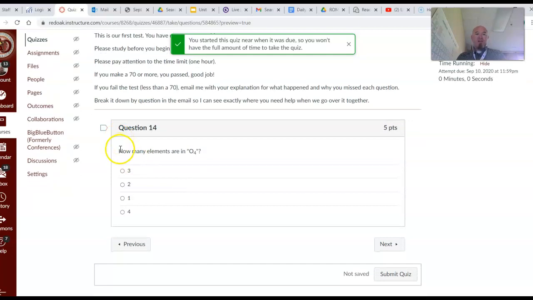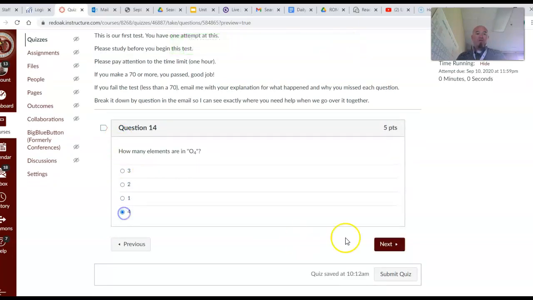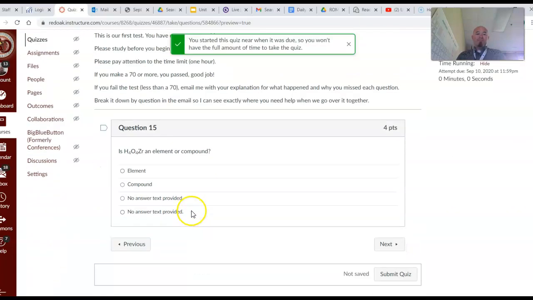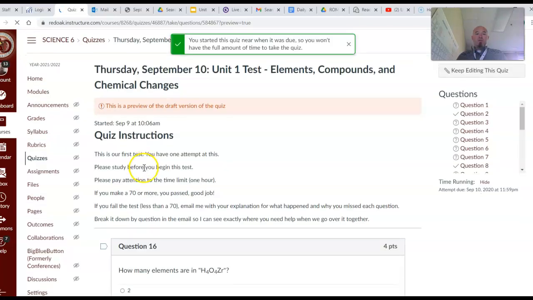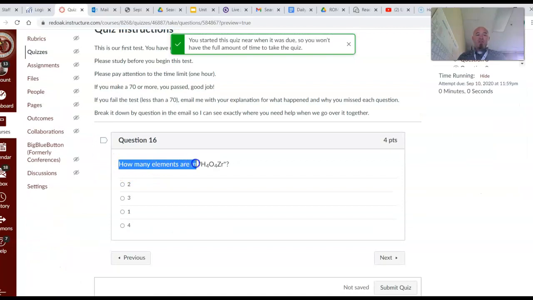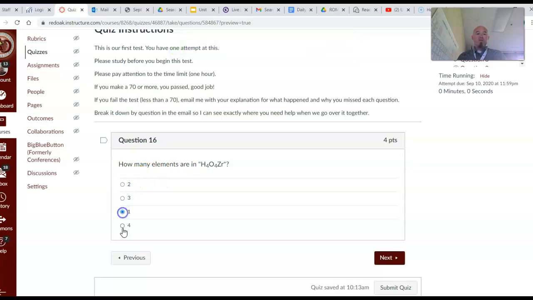Question 14. How many elements are in O4? Are there 3, 2, 1, or 4? Question 15. Is H4O4Zr an element or compound? Element or compound? Question 16. How many elements are in H4O4Zr? How many elements are there? Are there 2, 3, 1, or 4?